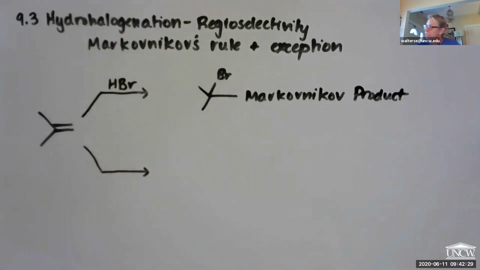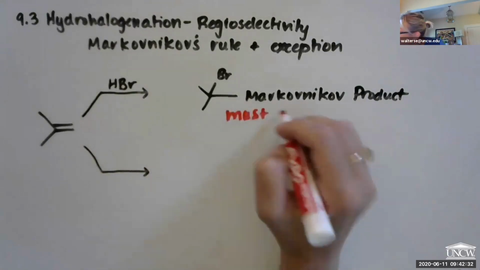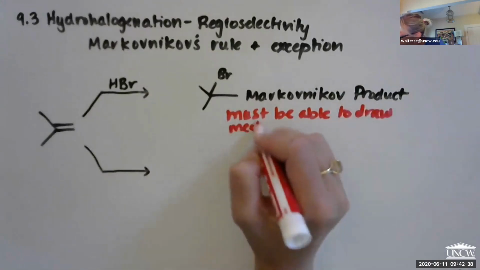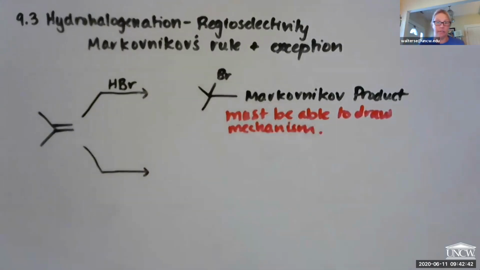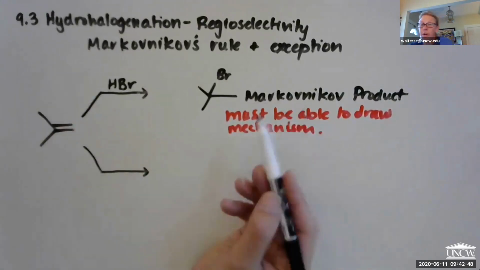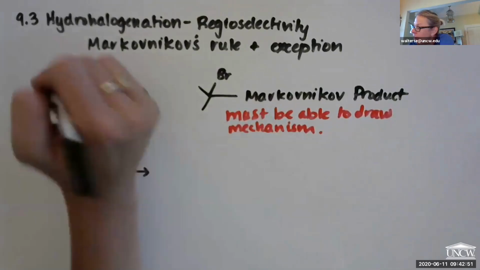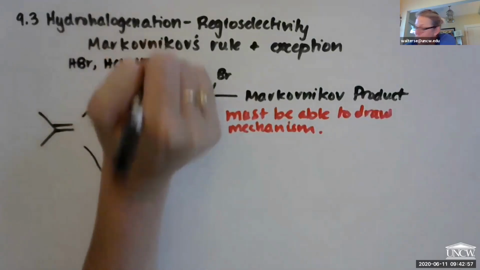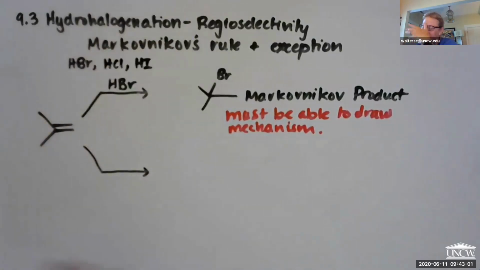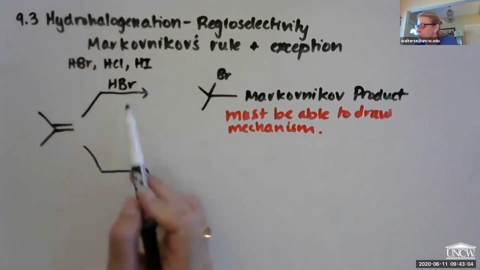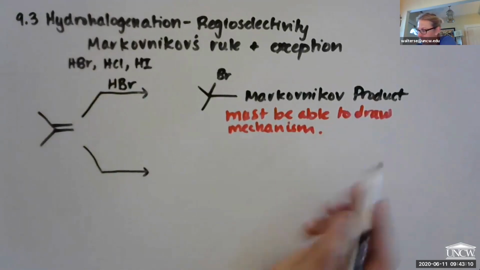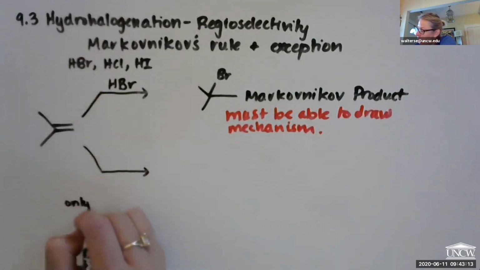Okay. This is a reaction that you must be able to draw the mechanism for. And even though I don't get to see what you're drawing, you should be able to draw this. This reaction will proceed in the same way if you use HBr, HCl, or HI. Okay. We don't do fluorine, but those three, as long as nothing is written, will go through to make a Markovnikov product. Now this path down here only works for HBr.